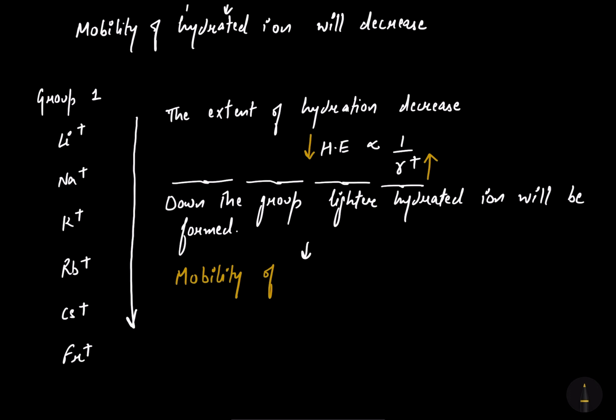Mobility of hydrated ion increases down the group due to the decrease in the extent of hydration down the group.